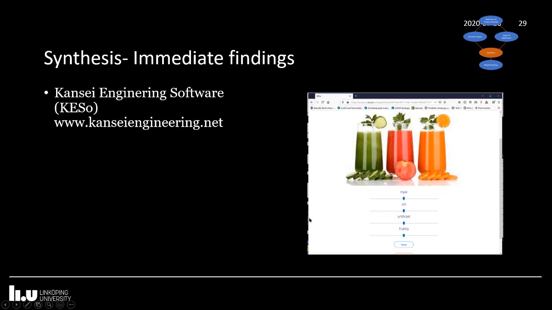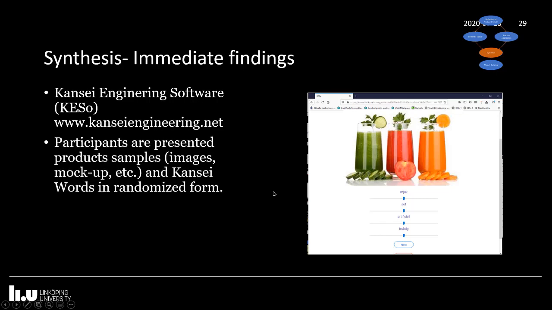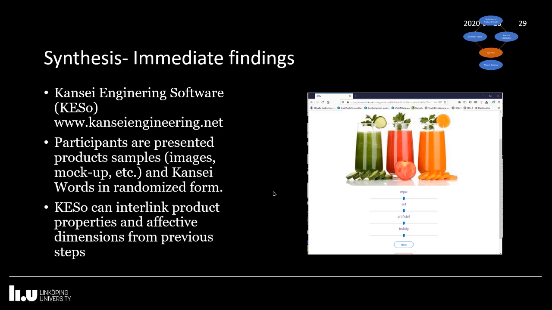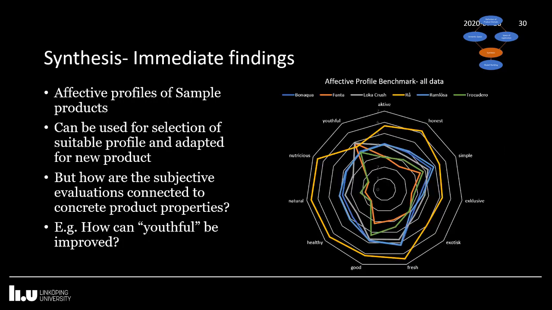In the synthesis, we did the following. We used Kansei software, and I'm sorry for this picture, that is wrong. It should be one of the bottles here. So each bottle was presented, and then customers were asked to rate it on these so-called visual analog scales. So click here. Soft, how soft is it? How sweet, how artificial, and so on, do you perceive the product? And the software then can automatically interlink the results.